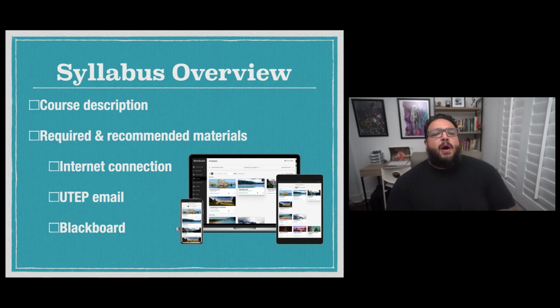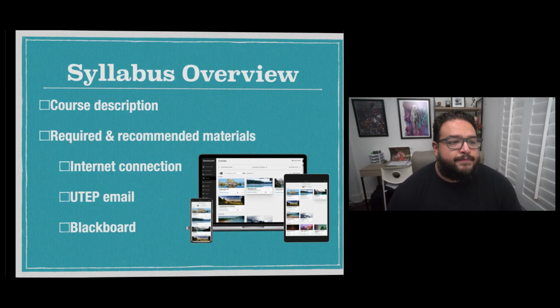The other required and recommended materials, so obviously you're going to need an internet connection, you need to have your UTEP email, and Blackboard is the primary thing that we're going to be using. All the discussion boards, where you're submitting your assignments, everything will be on Blackboard. So email and Blackboard are the only major things that you'll be using, and then of course the 2 textbooks that I just mentioned.